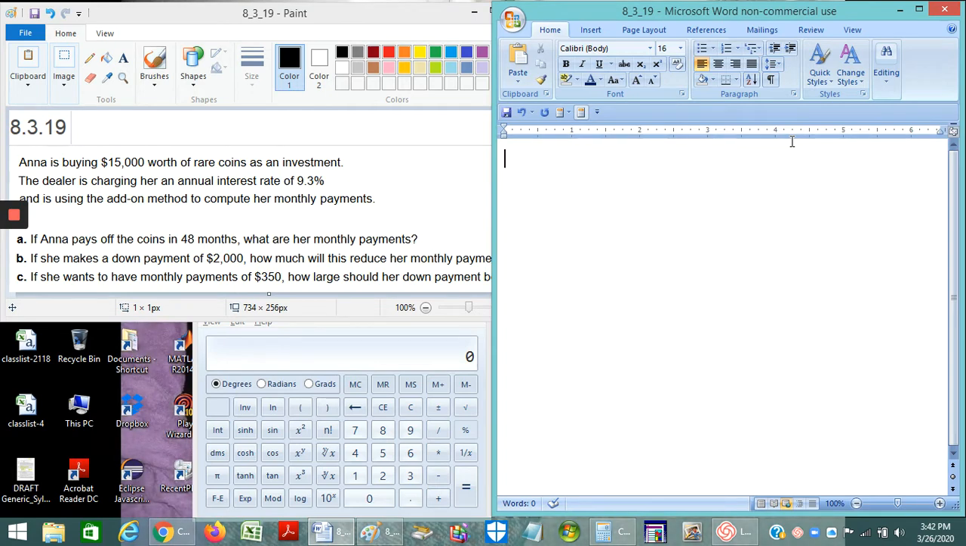If she makes a down payment of $2,000, how much will this reduce her monthly payments? If she wants to have monthly payments of $350, how large should her down payment be?